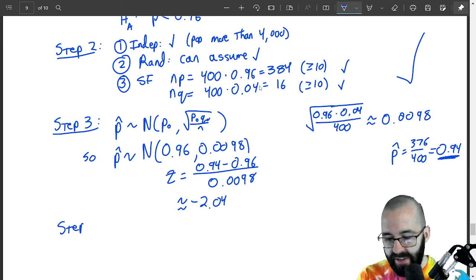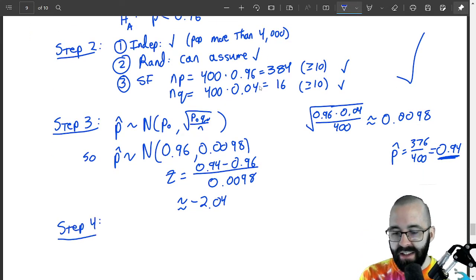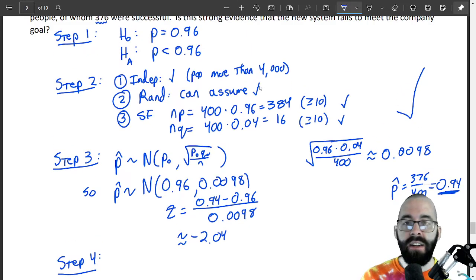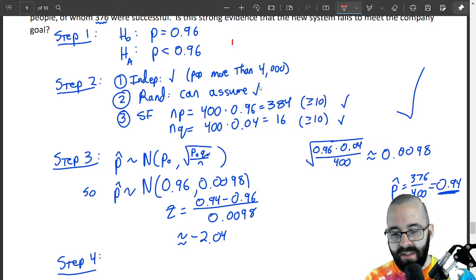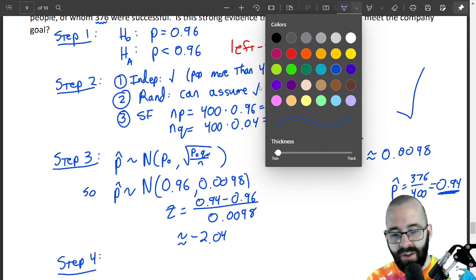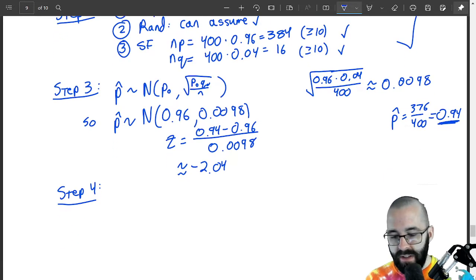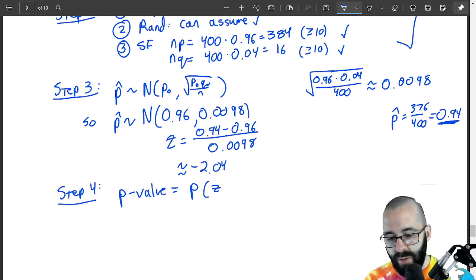Step 4 is looking at the p-value. Which test are we using? Left-tailed, right-tailed, or two-tailed? Look at the alternative hypothesis. Alternative hypothesis is going to tell us we need to use the left-tailed test. And again, you could look at that box to see exactly what that entails in the earlier notes. Or you could say, okay, our p-value is the probability that a standard normal variable is to the left, because we're using the left-tailed test, of negative 2.04.